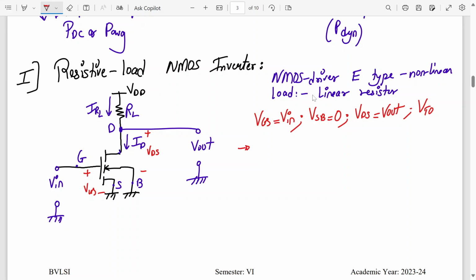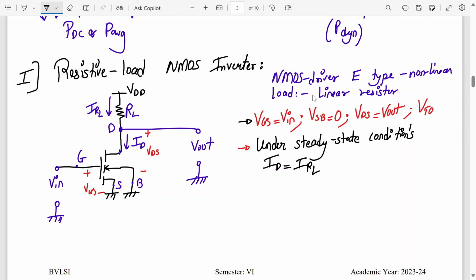So let's start writing. You have drawn the diagram. These are the observation points which you have to write. Under steady state conditions, can I say ID is equal to IRL? Incoming current is equal to outgoing current, no? What is ID? Drain current of driver NMOS. And what is IRL? Load current.